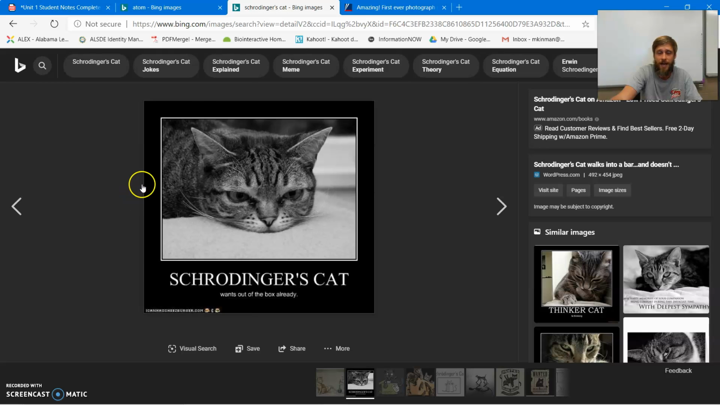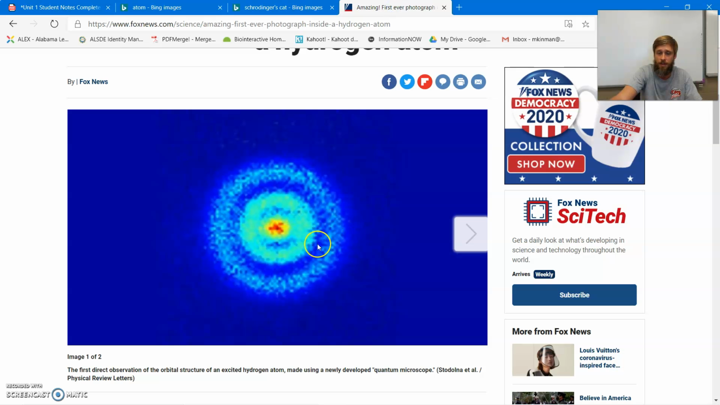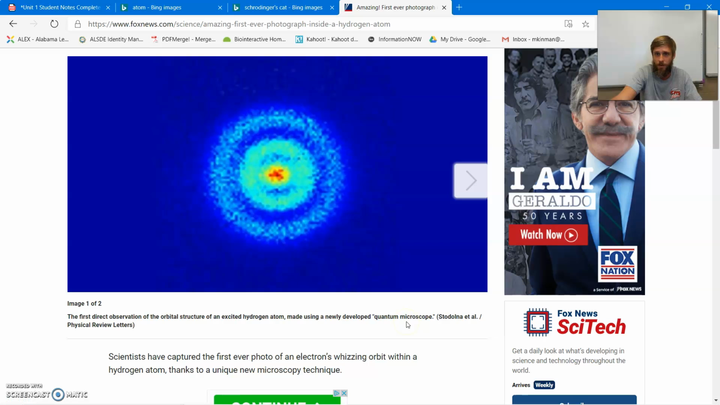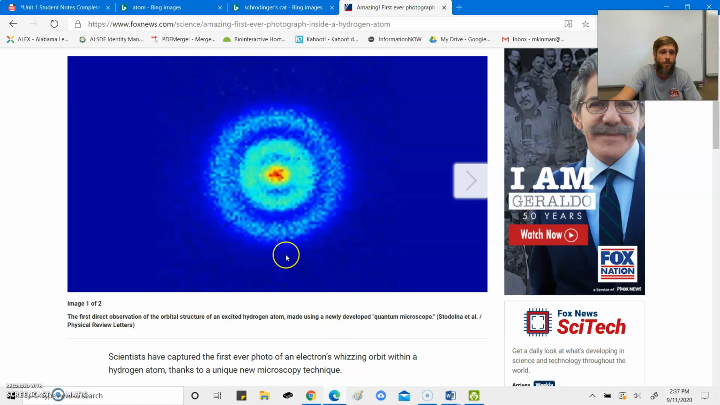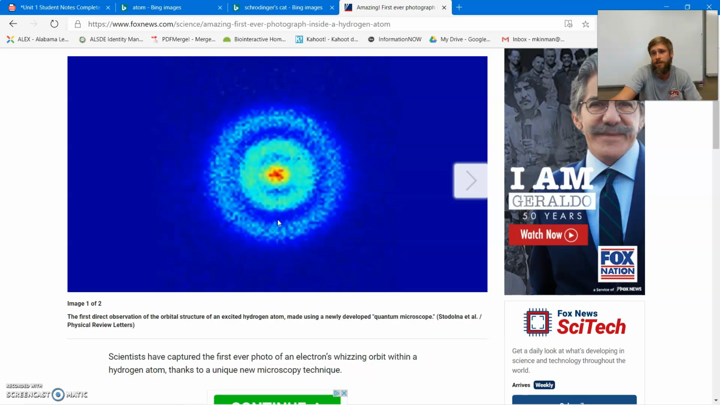Whenever you're looking at things that tiny, you get images like this. To look at things that are tiny, you have to have something that is smaller than that to see it. This article talks about a quantum microscope, a new technique that scientists developed to look at this hydrogen atom. If we want to look at cells, we can do so with a light microscope. We can look at cells, bacteria, even viruses sometimes. If we want a better image of a virus, like the coronavirus, we use an electron microscope.